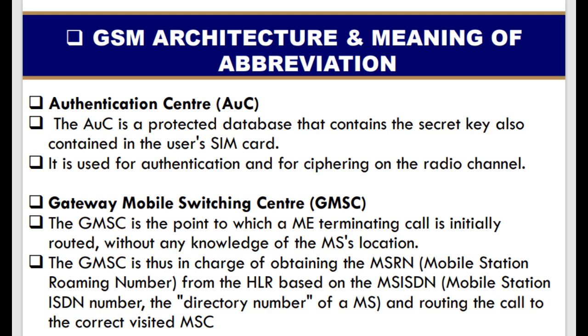Gateway Mobile Switching Center, GMSC. The GMSC is the point to which a ME terminating call is initially routed, without any knowledge of the MS's location. The GMSC is thus in charge of obtaining the MSRN, mobile station roaming number, from the HLR based on the MSISDN, mobile station ISDN number, the directory number of MS, and routing the call to the correct visited MSC.